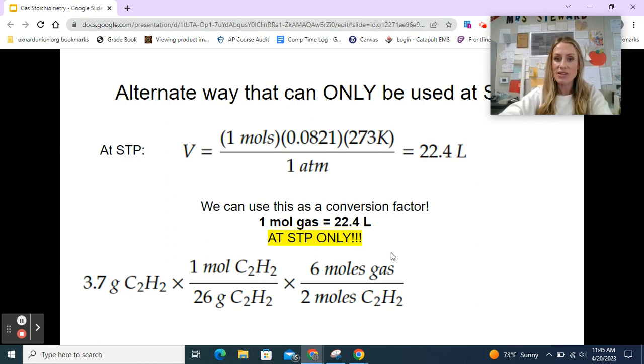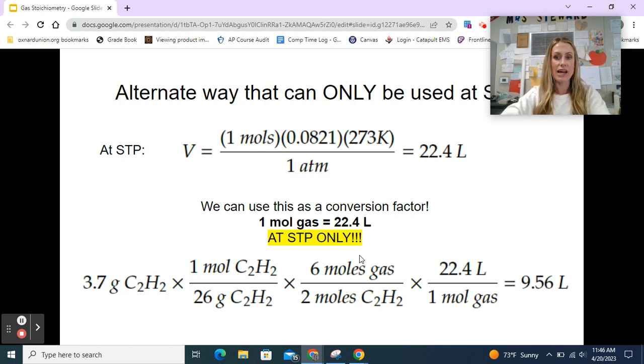But now that I have moles of gas, I can use my new conversion factor. So 1 mole of gas will go on the denominator here because I want to cancel out moles of gas and convert to liters. So 1 mole of gas goes on the denominator, 22.4 liters goes on top, and moles of gas cancels out, and I'm left with my unit of liters, which is what I want. And so I get 9.56 liters here, which is very, very close to the answer that I got on the previous slide, 9.57. So again, you can do it this way, but it has to be at STP.